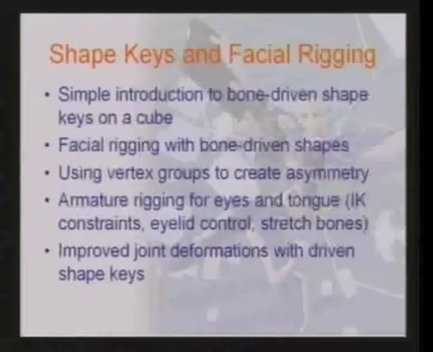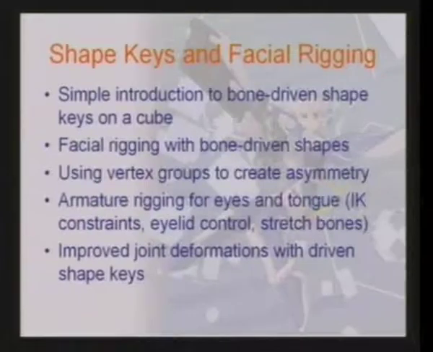Then I go into shape keys and facial rigging in the next chapter. I give, again, a very simple introduction to bone-driven shape keys on a cube. I just use a cube, put some shapes on the cube and drive them with some bones. Then I go into facial rigging, again with bone-driven shapes, and I show how to use vertex groups to create asymmetry.